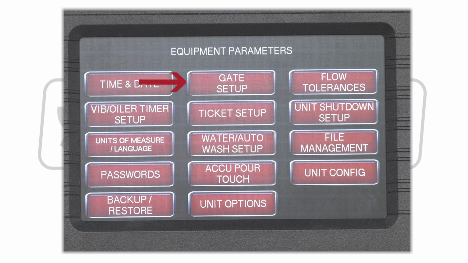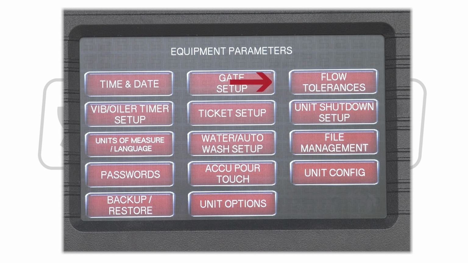If the unit is equipped with auto gates, they can be calibrated here. This is where you will set up the information that you want printed on the pour ticket, such as your company name, phone number, etc. Auto wash settings can be adjusted here. If your unit is equipped, you can add AccuPour Touch information such as a unit serial number. Unit options will allow you to choose certain things to be printed or hidden on the ticket.